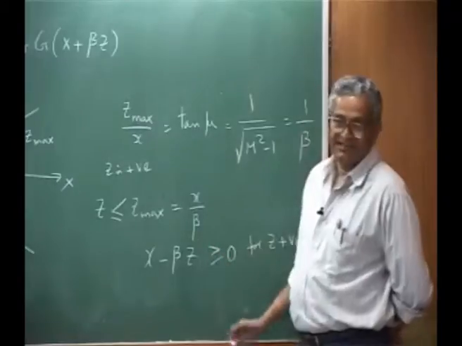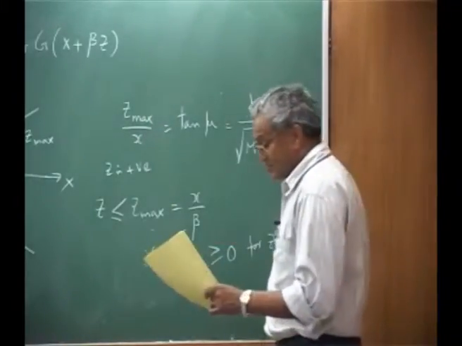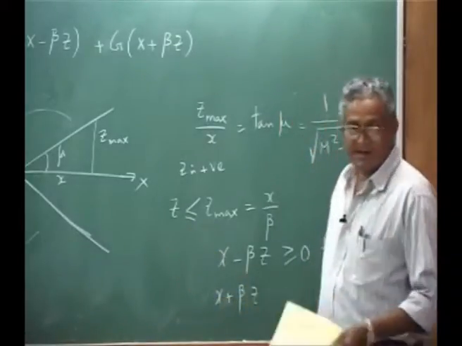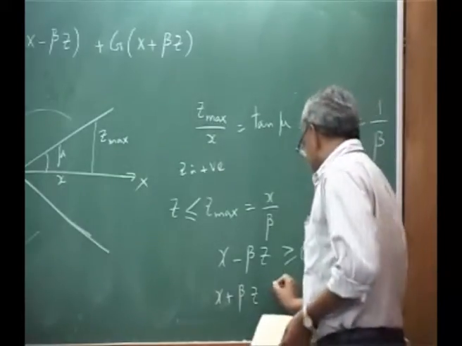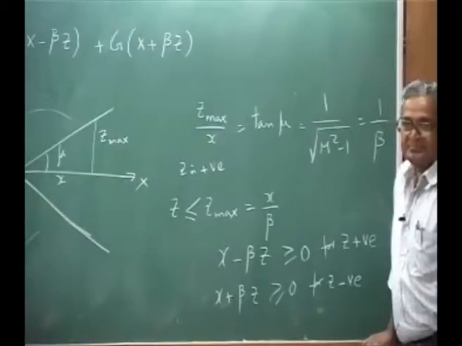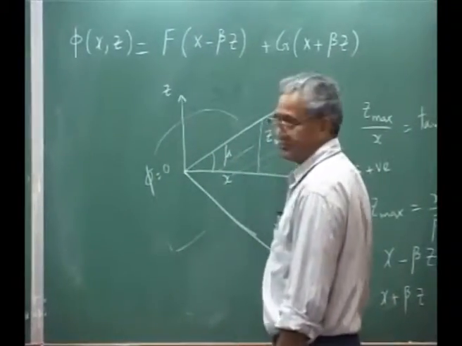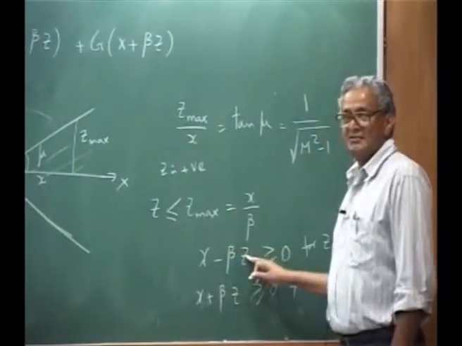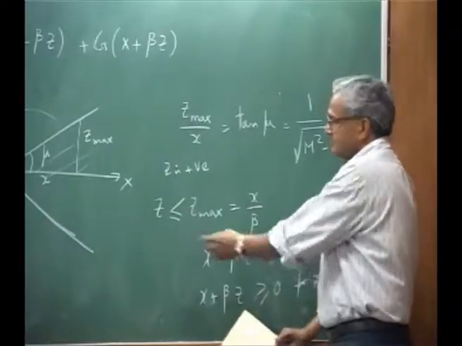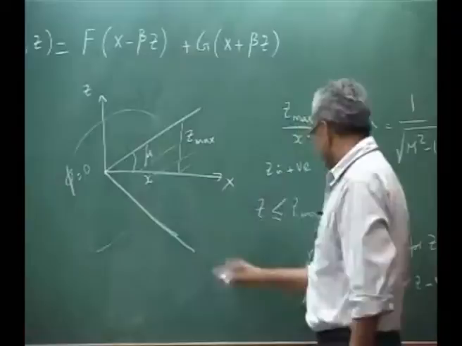Now, when you take the negative side, then what will happen? z max has a minus sign. So for the other side you will get x plus beta z, which will be greater than 0 for z negative. That means essentially you can draw many lines like this, a lot of lines. If you fix x minus beta z to a particular positive value, okay. If it is 0, that is this line, you can take it, with the slope basically mu, because that is what is there.